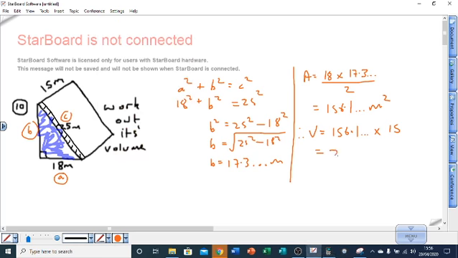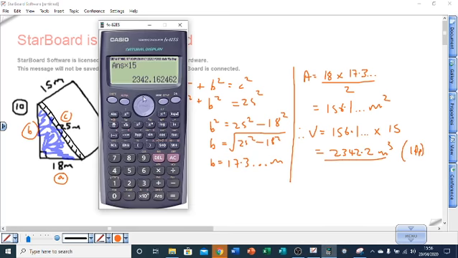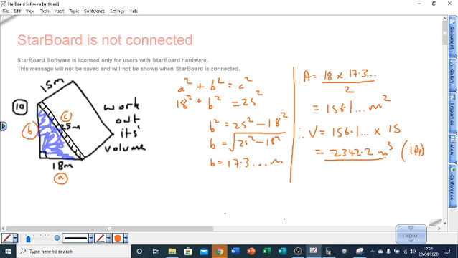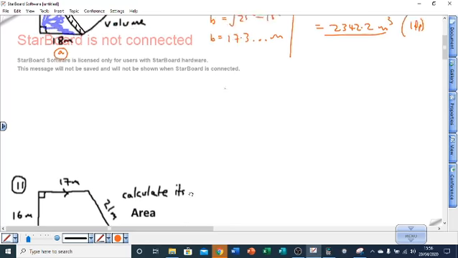2342.2, and it is meters cubed to 1 dp. Okay, and just check we can write that down, 2342.2. Yep, and that's the answer for that one there. Okay, it's a prism, triangular prism.